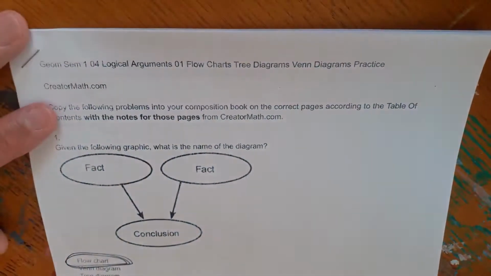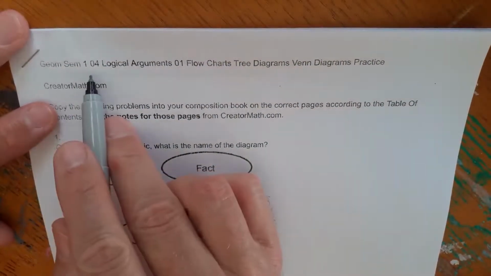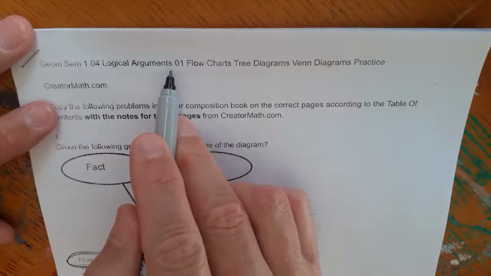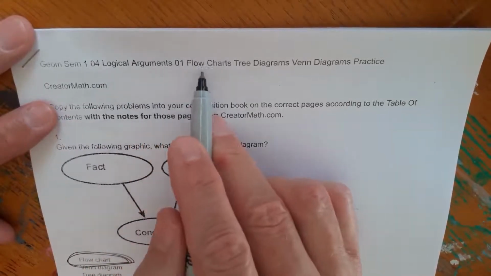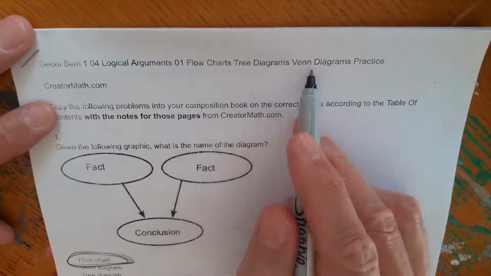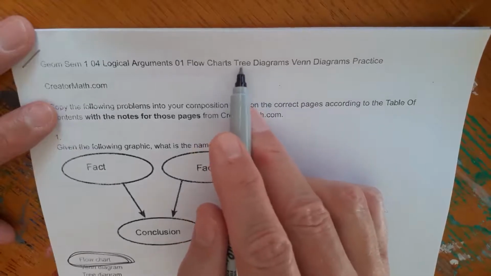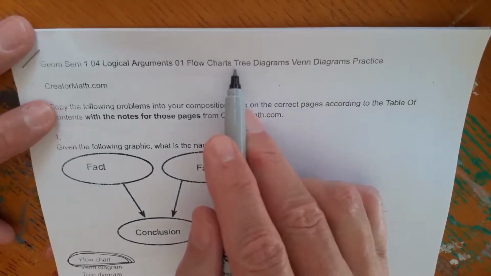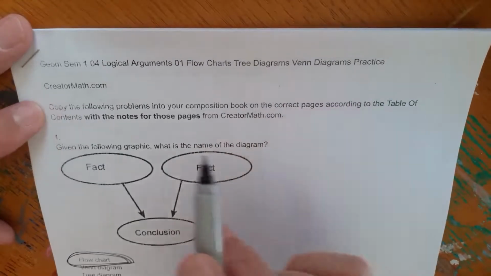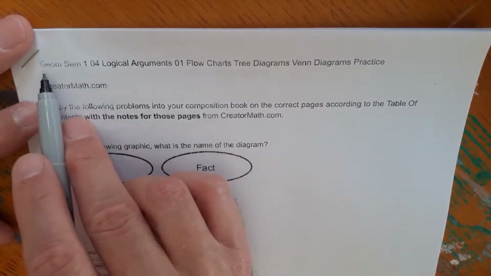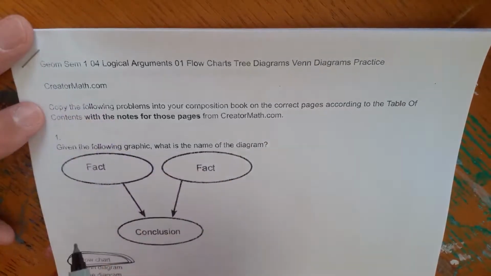All right. Got to give them a little bit of leeway. They didn't make this very specific. Follow the title back to the correct assignment. This is Geometry Semester 1. It's the 4th unit called Logical Arguments, and this is Lesson 1, Flowcharts, Tree Diagrams, and Venn Diagrams. And I keep saying T there, so I apologize if I said that before. Tree Diagrams, Venn Diagrams Practice. It's on creatormath.com under the Geometry tab. Hope this helps.